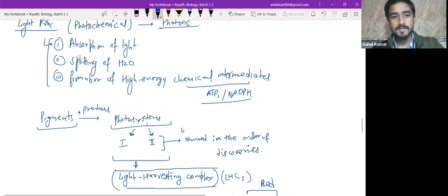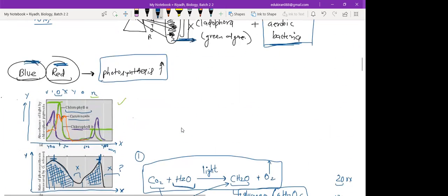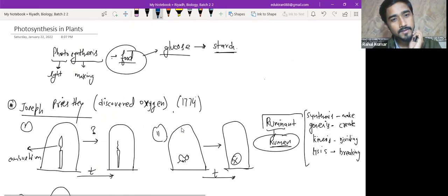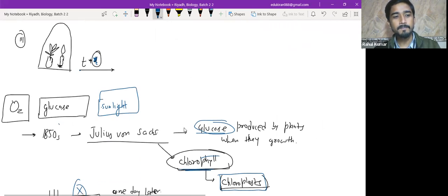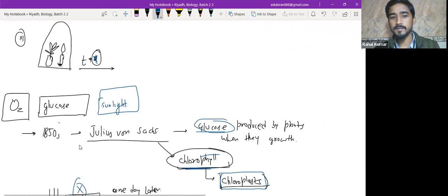Correct or not? Let me give you a brief overview of what we have. We have all the recipes ready. We first studied how oxygen was figured out to be a crucial part of this process through Joseph Priestley's experiment. Then we figured out, as Julius von Sachs said, that glucose is produced when plants grow. He also figured out that chlorophyll, present in the chloroplast, is a crucial requirement for that to happen, which means oxygen and glucose are the players. The third one is sunlight, and the fourth one is water.